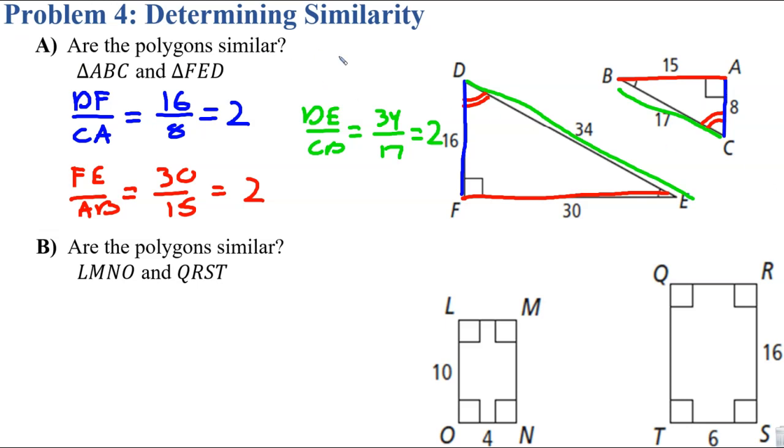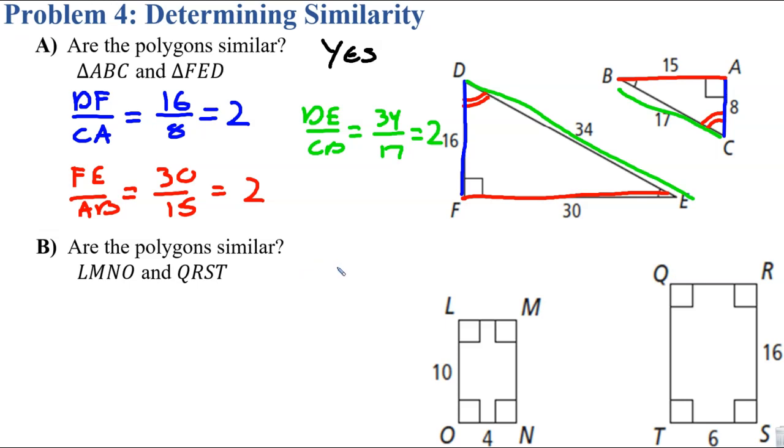Okay, so for this one, are the polygons similar? Yes. All the corresponding angles are congruent, and all the sets of corresponding sides are proportional. Let's take a look at part B together as well. So are the polygons similar?